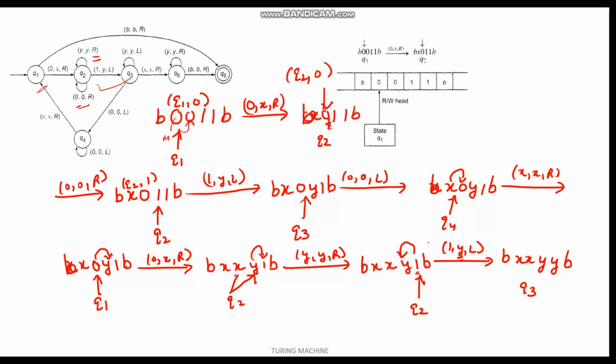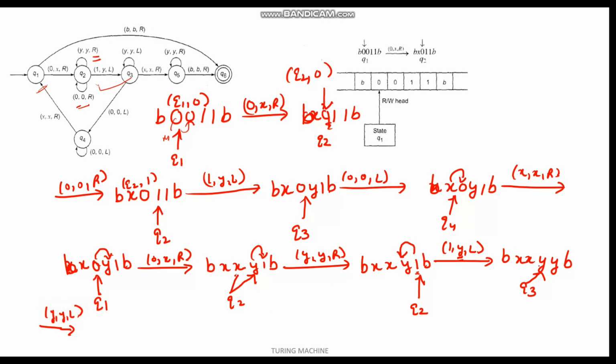It should move towards left, as we can see. It was pointing to 1, which was replaced with y. So now q3 will point to this y. What does it mean? It means q3 is given input y. So when q3 is given input y, there is no state change, the state will remain q3 itself, and the transition function is y y L. So we will write the transition function over here, which is y y L.